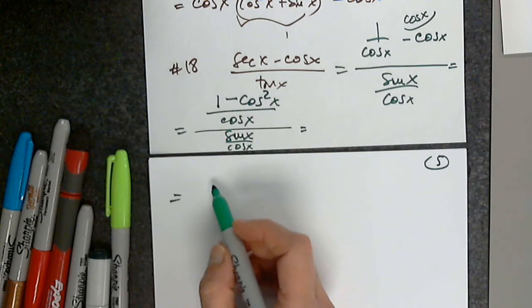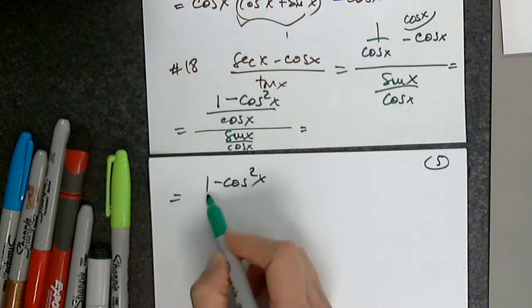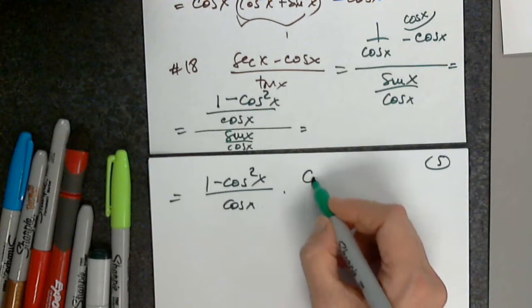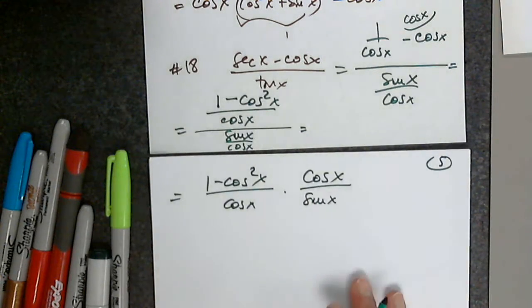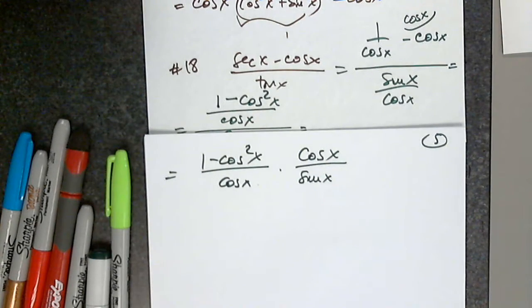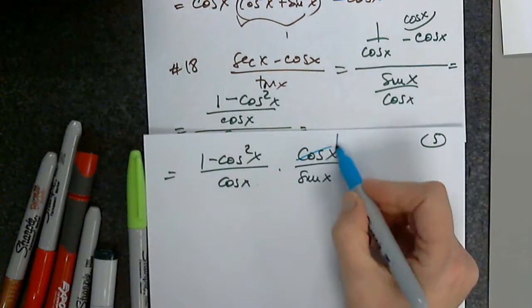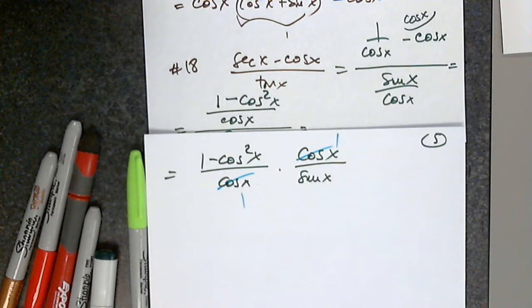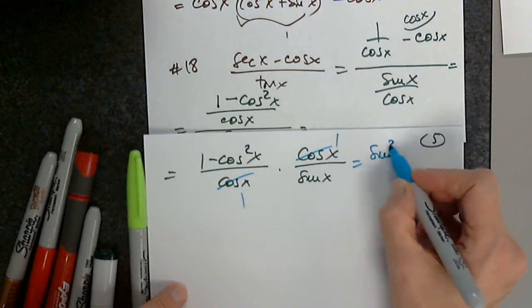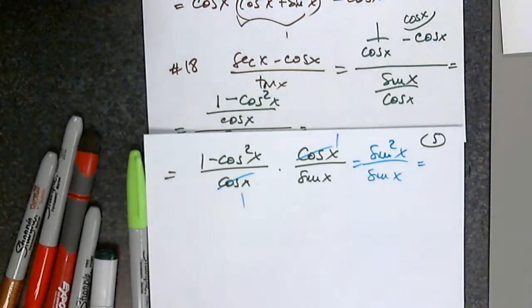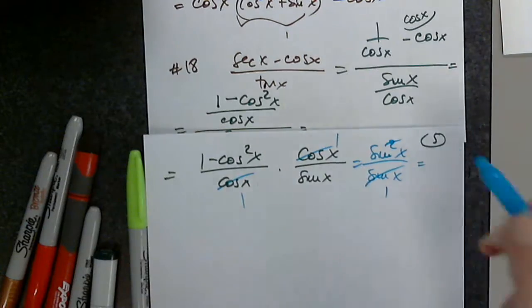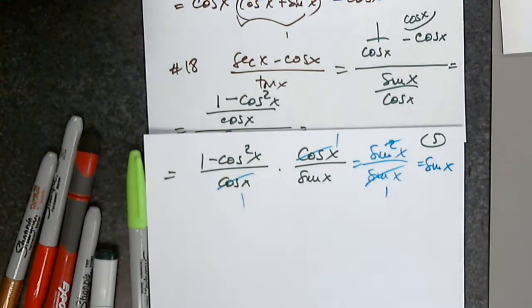So now I copy the fraction from the top, 1 minus cosine squared over cosine x, and flip the denominator, cosine x over sine x. Assuming that those denominators are not 0, then what can I simplify already? Okay, 1 and 1, but I also know what 1 minus cosine squared equals. Exactly. So then I have sine squared x over sine x. Is there anything else I can simplify? One sine goes away. So we simplified the expression from 19 and it's simplified to sine x.